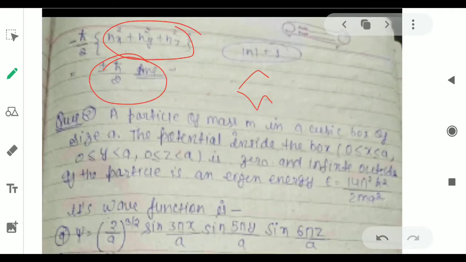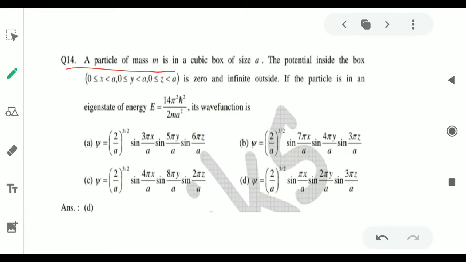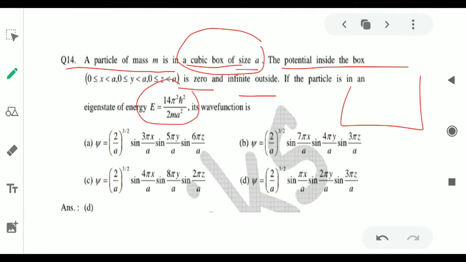Now the second question is: a particle of mass m is in a cubic box of size A. The potential inside the box is 0 and infinite outside. If the particle is in an eigenstate of energy, you have been given a cubic box of size A, and the particle is inside the box. The energy eigenvalue is given, so we have to find the eigenfunction or wave function.